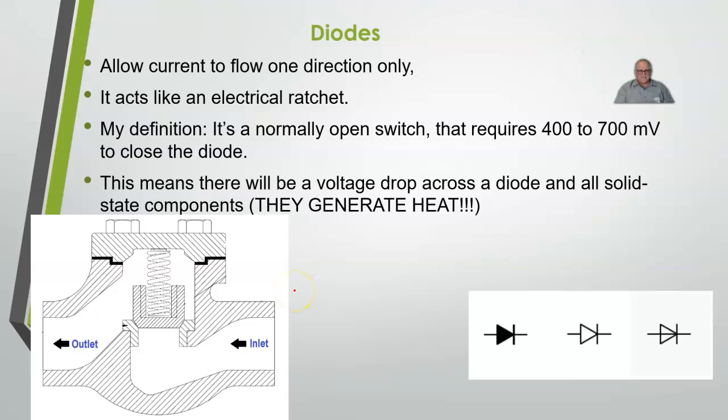A diode is going to act as a one-way check valve. I've heard it referred to as an electrical ratchet, but it's going to allow current to flow one direction. It's going to block current from flowing the opposite direction. Let's take a look at this check valve.